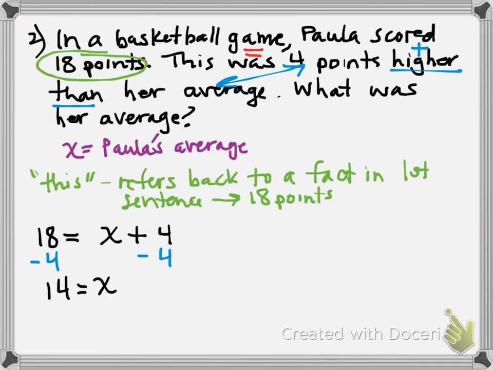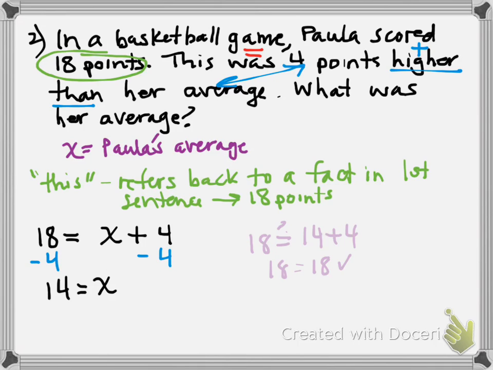But because this is a word problem and X isn't going to be part of the answer, I'm not going to be too fussy about it. So now I need to drop off the X. First let's check. Is 18 equal to 14 plus 4? Yeah. And that makes sense. 18 is higher than her average, so it makes sense that her average should be lower.